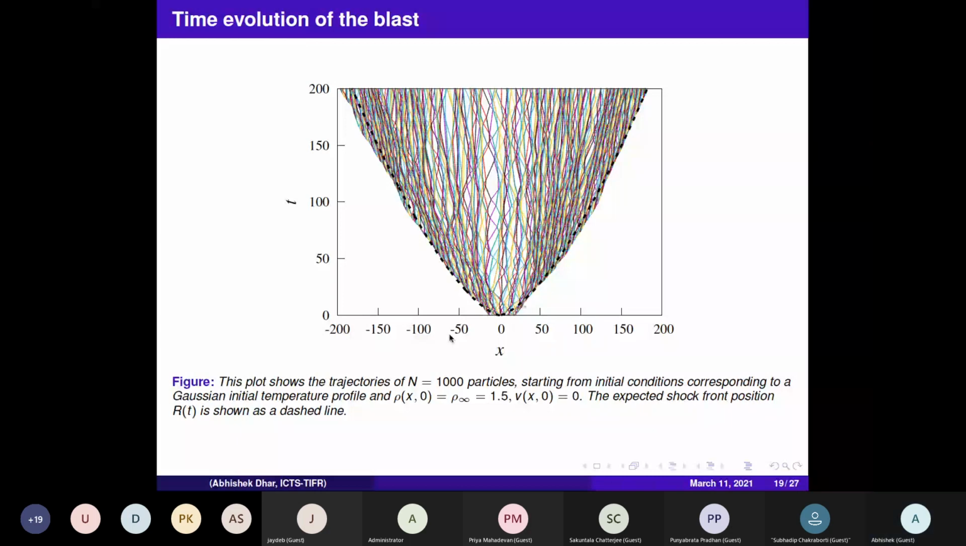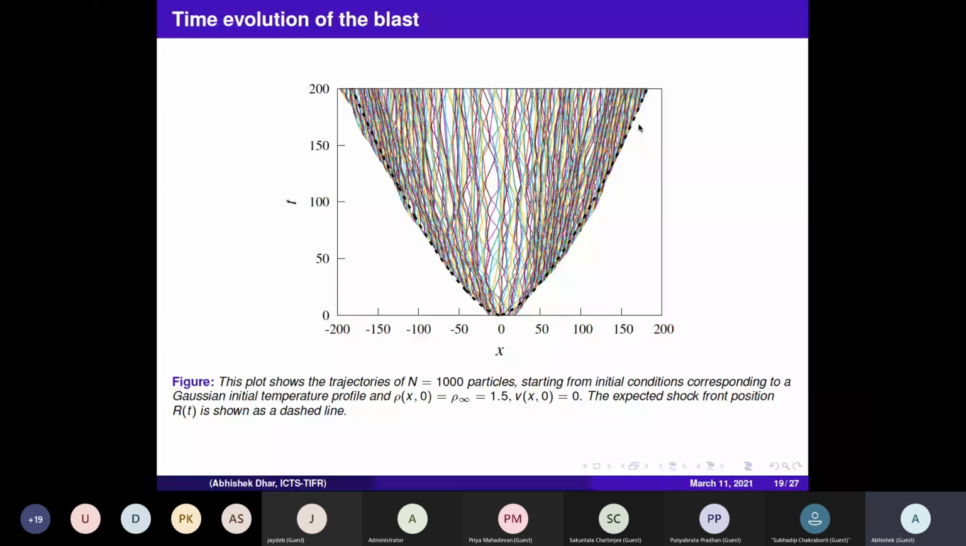So you have a growing shock profile, and the dashed line here is actually the exact prediction from the hydrodynamic theory. You can basically see that there are just some small fluctuations around this average profile, but more or less the system sticks to the hydrodynamic prediction.